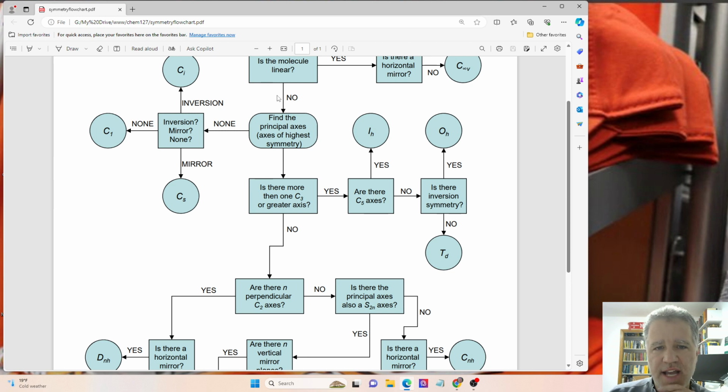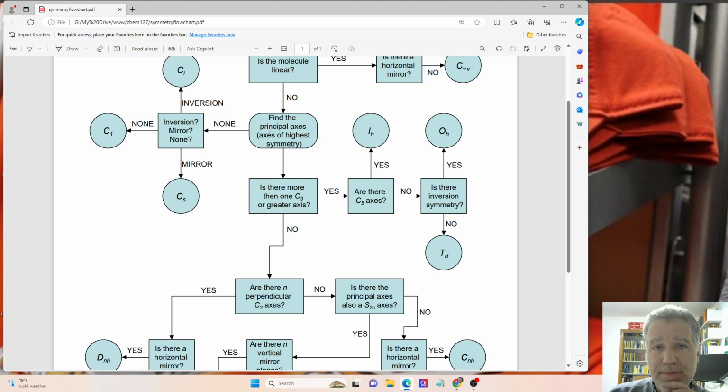So once we decide it's not linear, then we find the principal axes like we talked about earlier. So water, it was a C2. Ammonia, it was a C3. That crazy contraption was a C infinity. Or sorry, that was a C2.